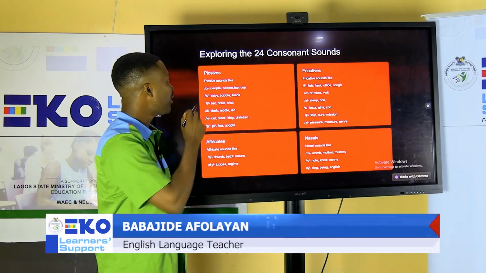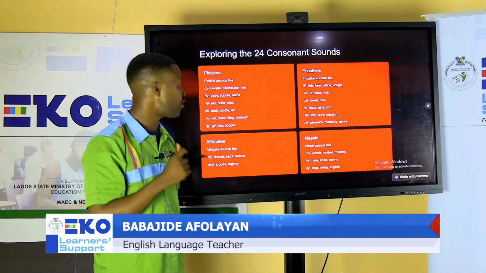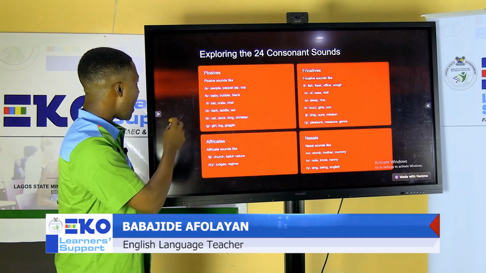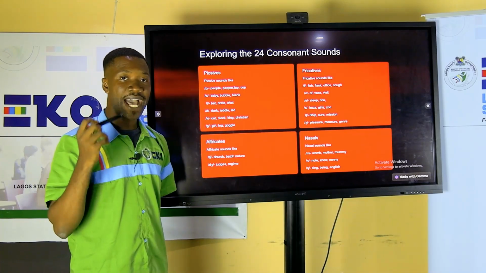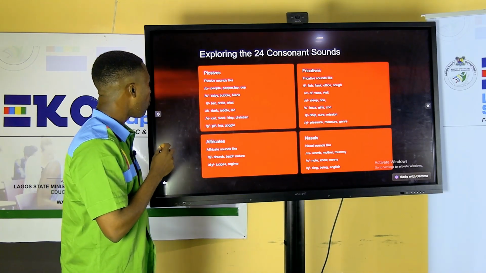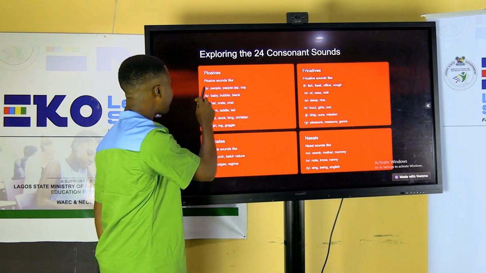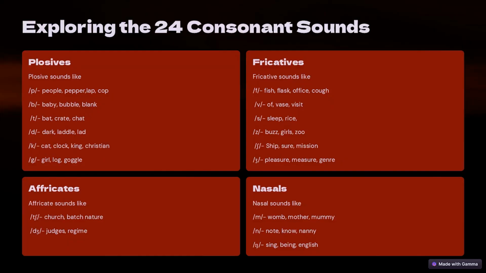Very good. So we want to explore some of the 24 consonant sounds, and we will take them from their manner of articulation. We'll look at the plosive sounds like p. We have examples: people, pepper, lap, cap. Then the next one we have is b. The sound is b: baby, bubble, blank.